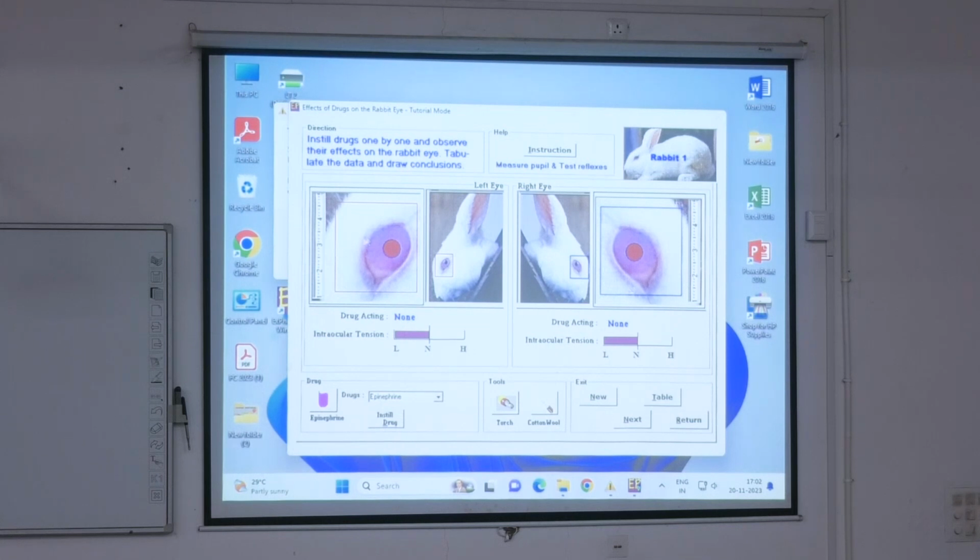Now we are administering epinephrine. You can see that epinephrine.